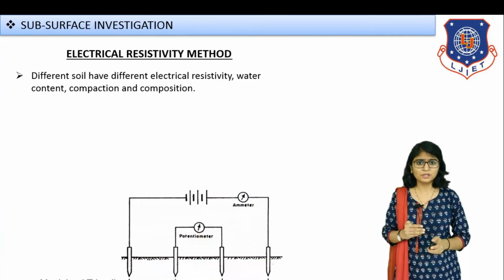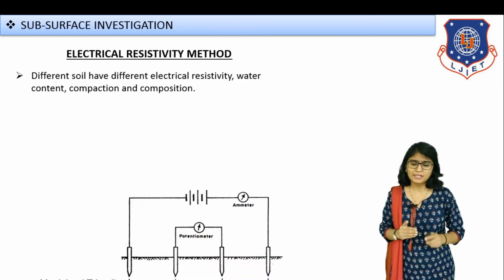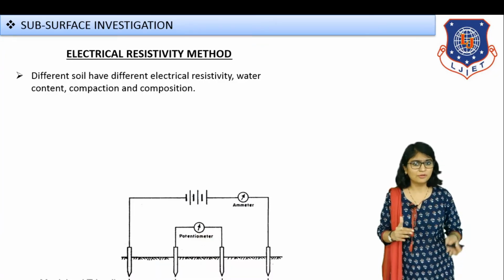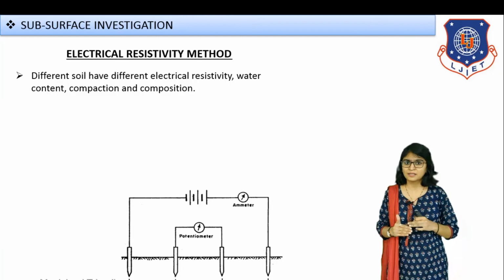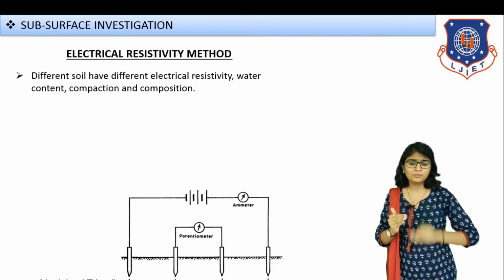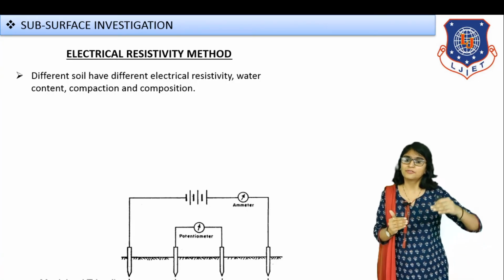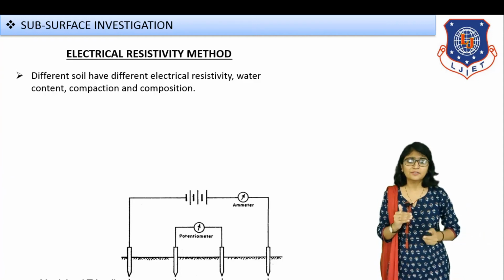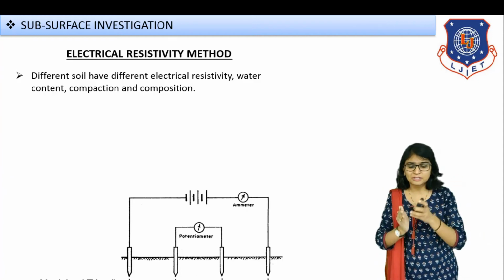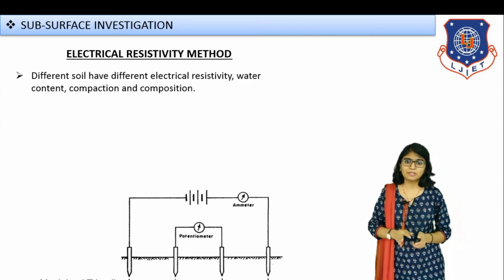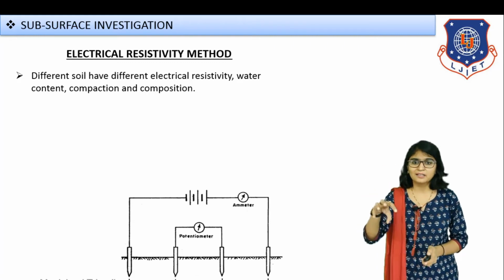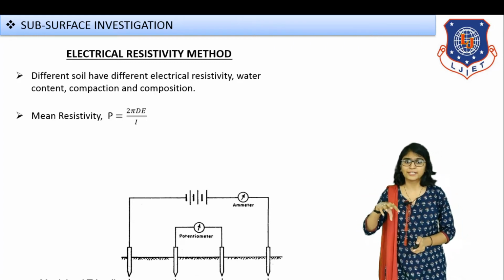So what is the basic principle? That different types of soil have different electrical resistivity. You can perform this a number of times for a particular site and then find out the mean electrical resistivity, which will give you the average electrical resistivity for the particular area.